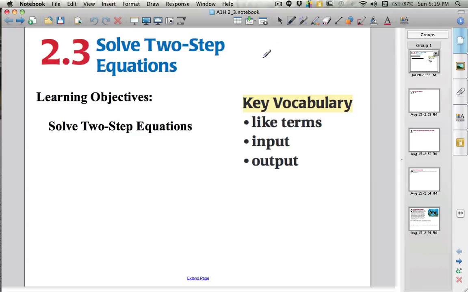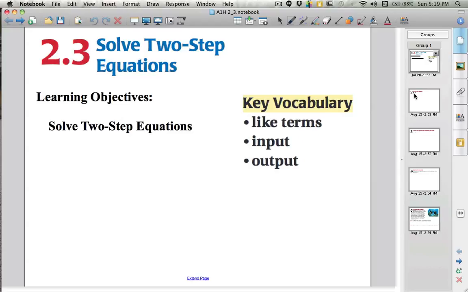In our last section, we worked on one-step equations. In section 2.3, we're going to be working on two-step equations. So we're still going to be using the properties of equality for operations, for addition, subtraction, multiplication, and division. We're still going to be multiplying by reciprocals, but we'll be doing multiple things in each problem. Key vocabulary you need from this section are what are like terms, what is an input, and what is an output.